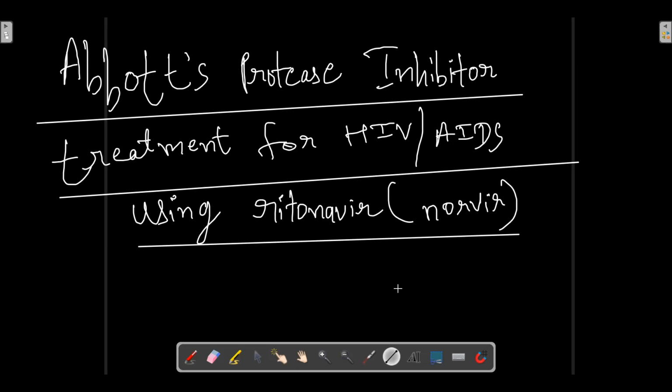So, what is this Abbott? Abbott is the name of the company which developed this treatment. And what is protease inhibitor treatment using ritonavir?